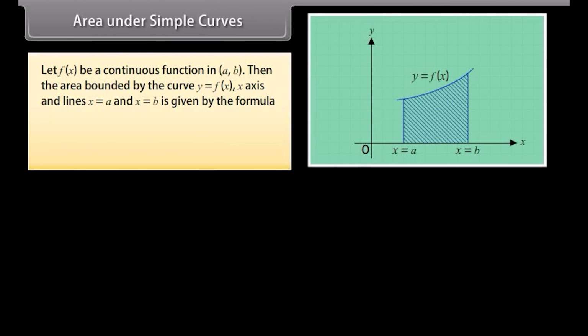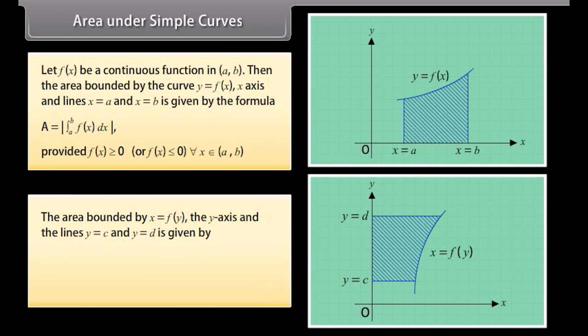Area under simple curves. Let f of x be a continuous function in [a, b]. Then, the area bound by the curve y equals f of x, x-axis and lines x is equal to a and x is equal to b is given by the formula A is equal to modulus of integral from a to b of f of x with respect to x, provided f of x is greater than or equal to 0 or f of x less than or equal to 0 for each x belongs to [a, b].